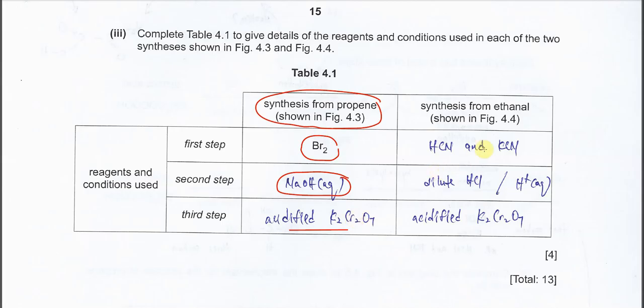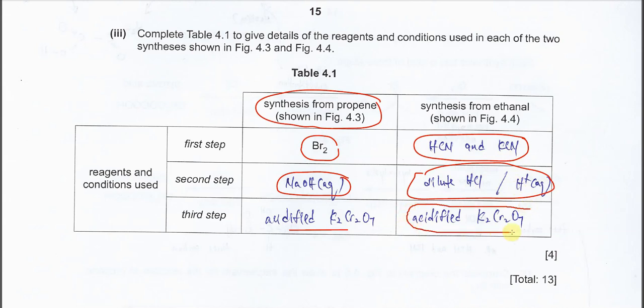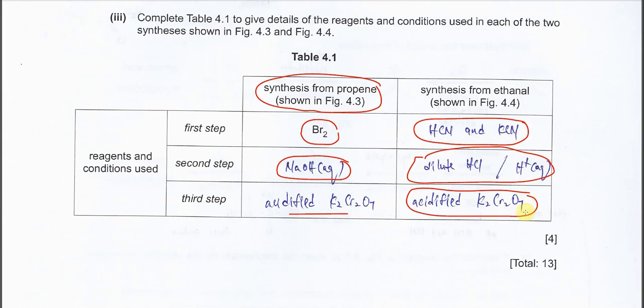And for figure 4.4, the first step is nucleophilic addition. I already told you just now. We can use HCN and KCN, or sodium cyanide with H2SO4. And of course, the second step is hydrolysis. You can put dilute HCl, or you put H+ aqueous, same thing. And after that, the last step, same, is oxidation. We use acidified potassium dichromate.